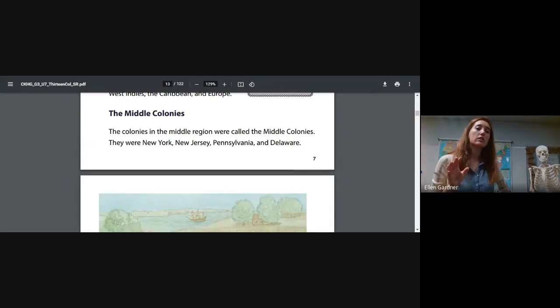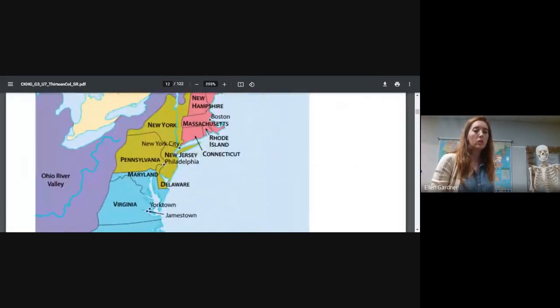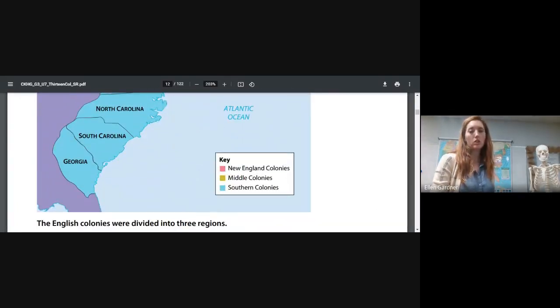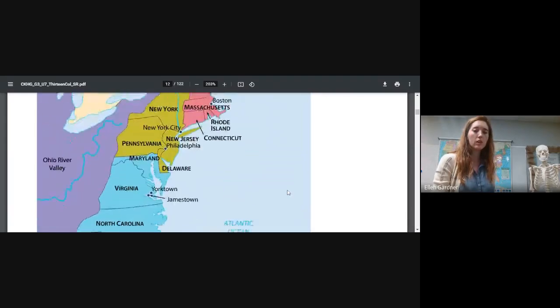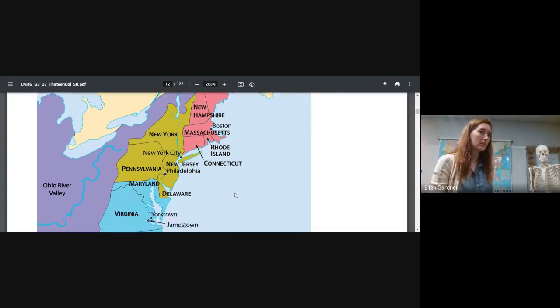Now, the middle colonies. The colonies in the middle region, let's go back here, were called the middle colonies. You see which ones are going to be the middle colonies? Yeah, these green ones. New York, that's where Almanzo lives. Pennsylvania, New Jersey, and Delaware. That's right.